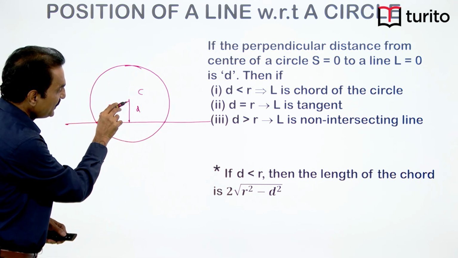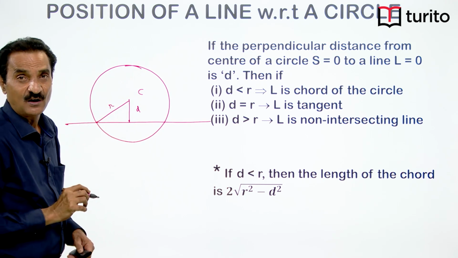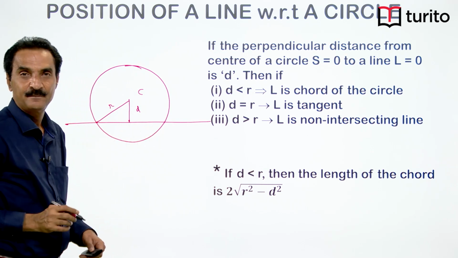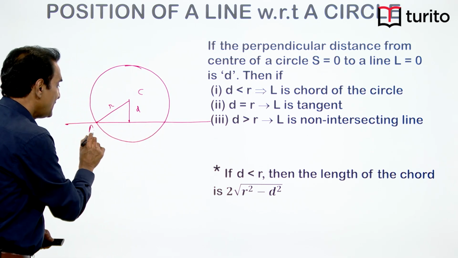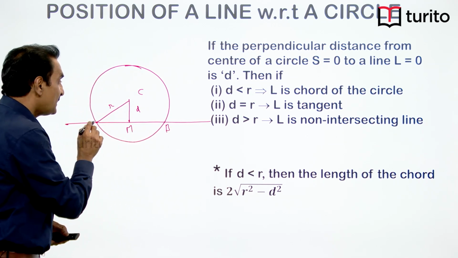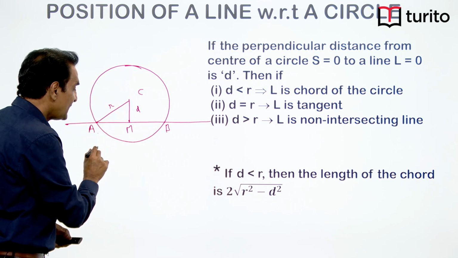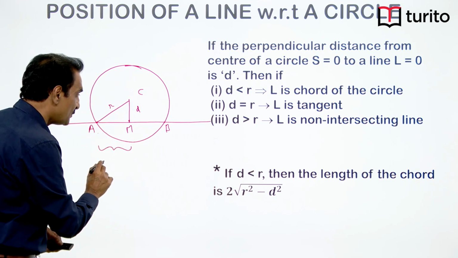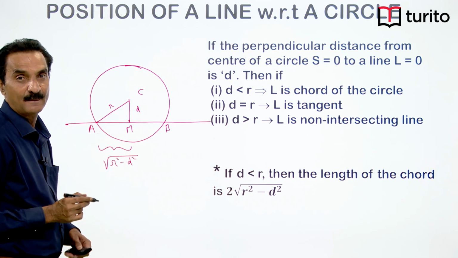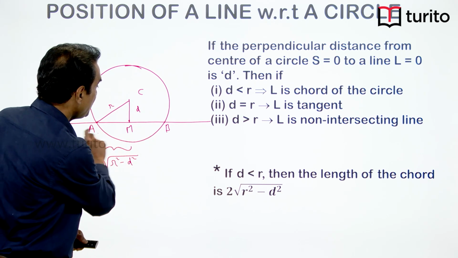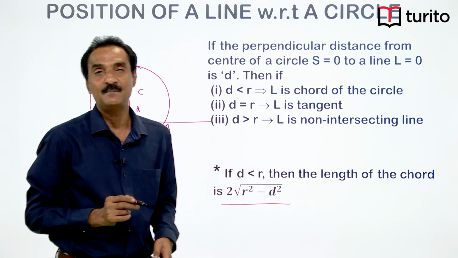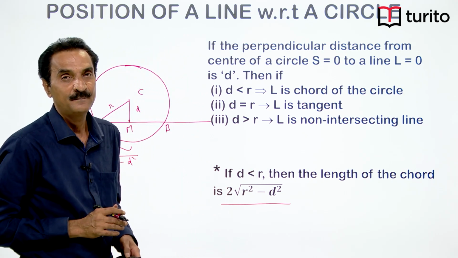Then we know that the perpendicular from the center to the chord bisects the chord. So, this is the midpoint of this chord. If the chord is AB, this is the midpoint M. Now, by Pythagoras theorem, this length AM is equal to root over r square minus d square. Then what is the complete length AB? It is 2 root r square minus d square. It is a formula. All of you need to remember.